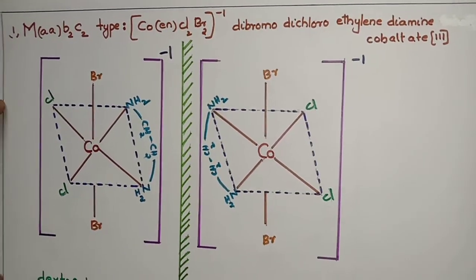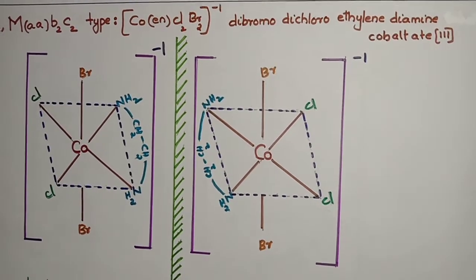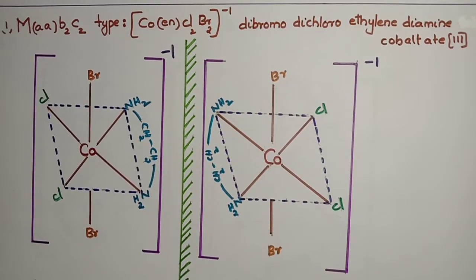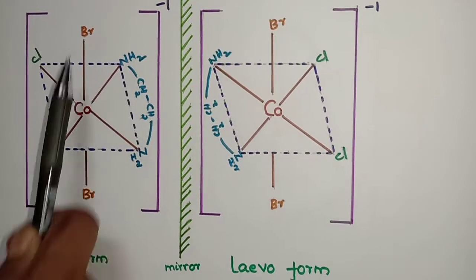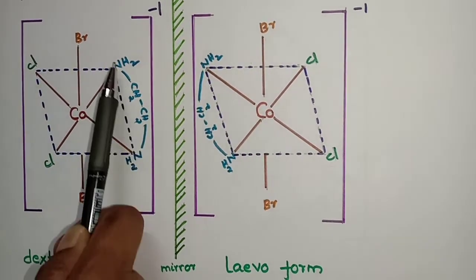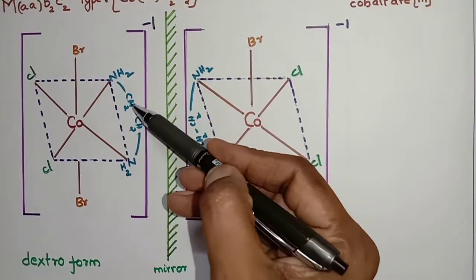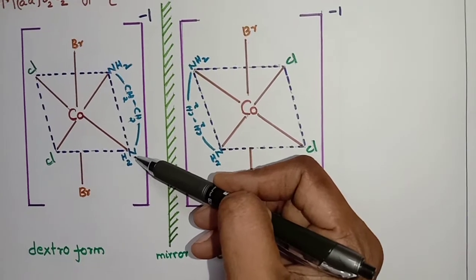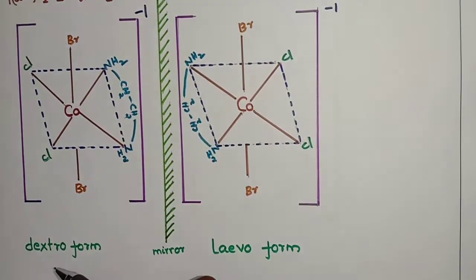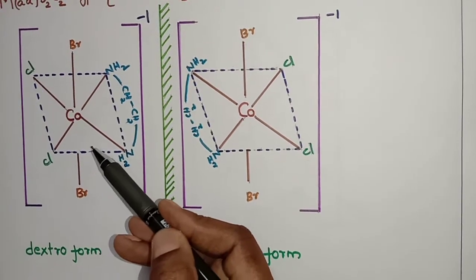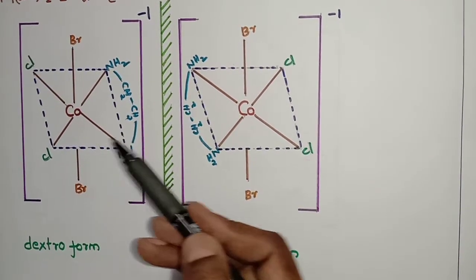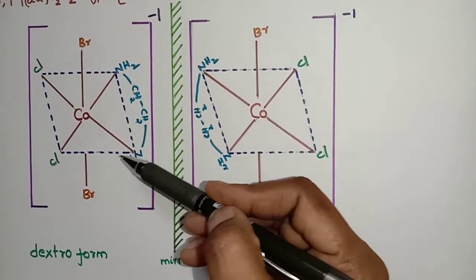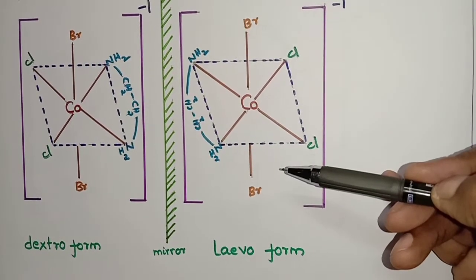Okay, students. Now, let us observe the dextro and levo forms of the type M(AA)B2C2. So, 2 chloro groups, 2 bromo groups and 1 ethylene diamine. You know ethylene diamine is NH2, CH2, CH2, NH2. 2 donor atoms, nitrogen and nitrogen, hence it is a bidentate ligand. So this is the dextro form. That means this form rotates the plane polarized light towards the right side. When a mirror is placed in front of this dextro form, we get the levo form, that is the mirror image of the dextro form.